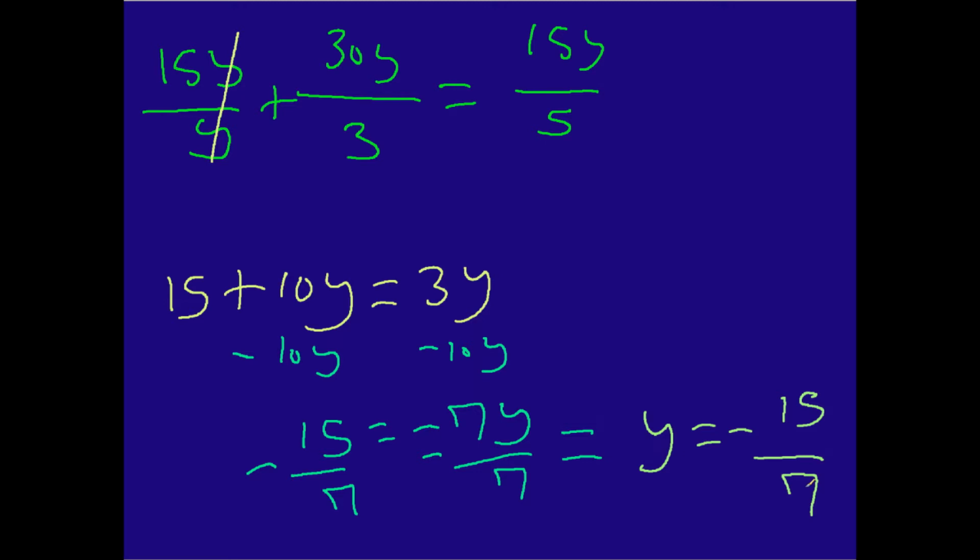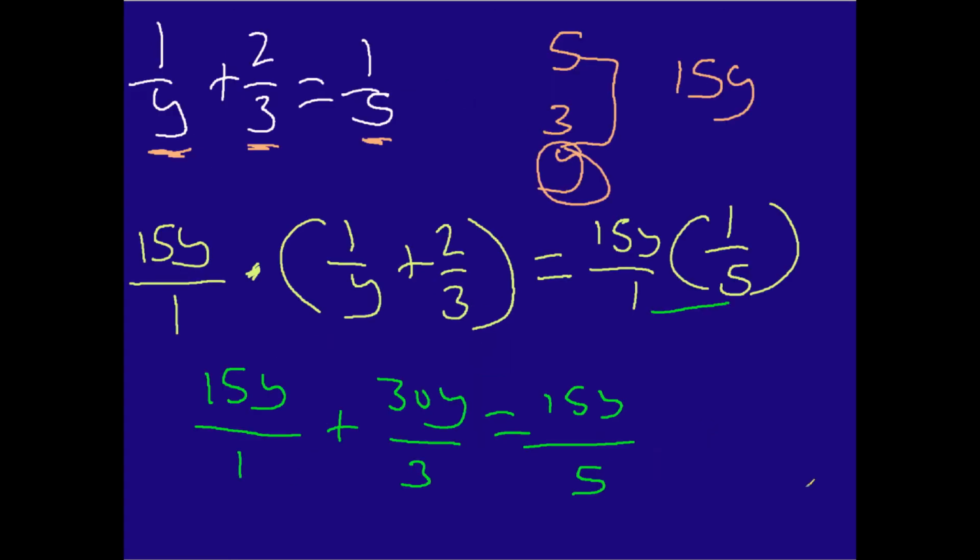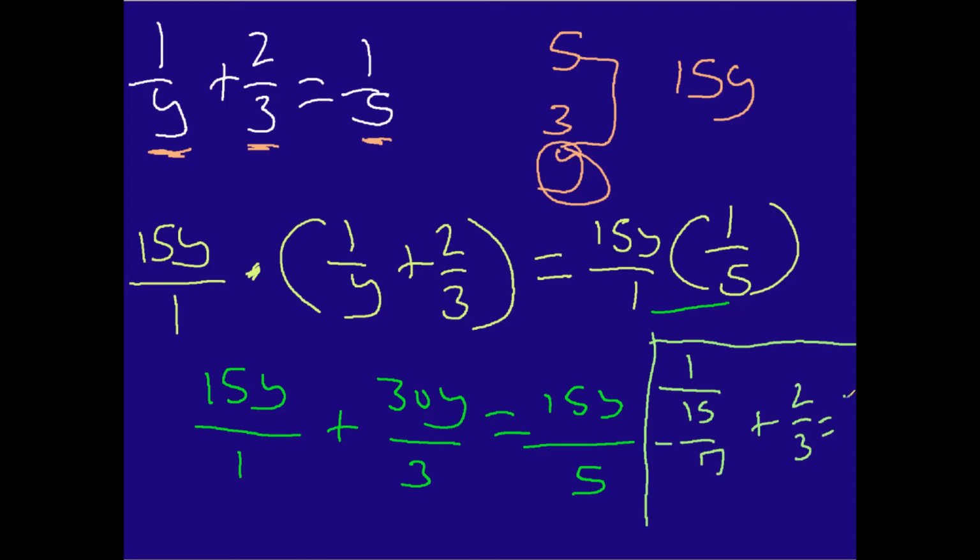Now you can plug this back into the original equation if you want, but I just want to give you one little tip here. If you chose to go back and solve this in the original equation, this is what you're going to have: 1 over negative 15 over 7, plus 2 over 3 equals 1 over 5. When you solve this, remember that you have a complex rational expression here. So what you can do is just deal with this from the beginning.